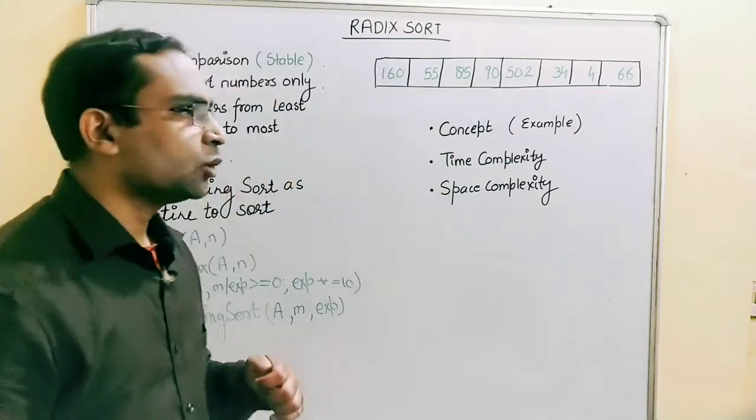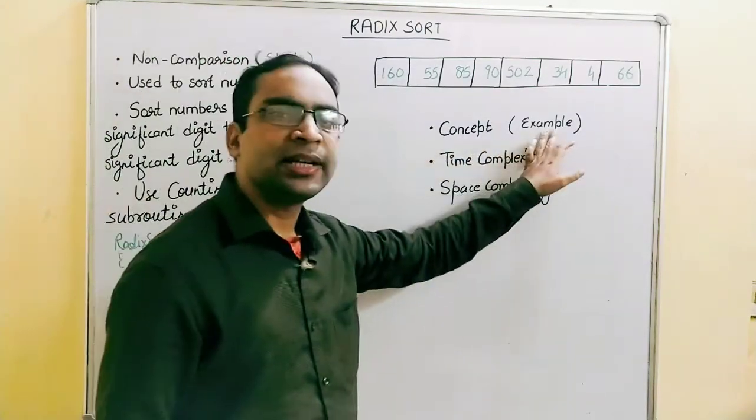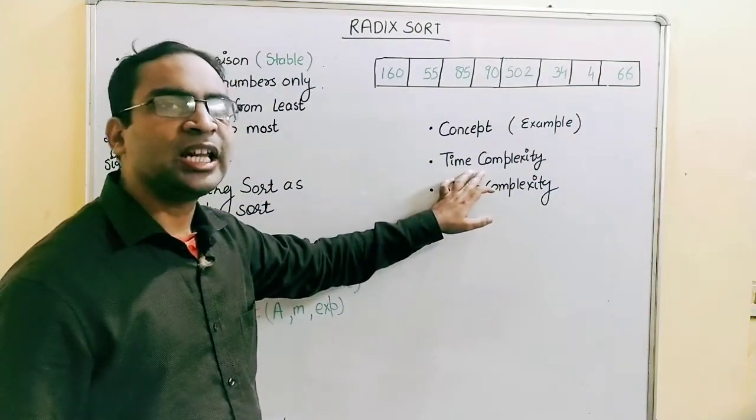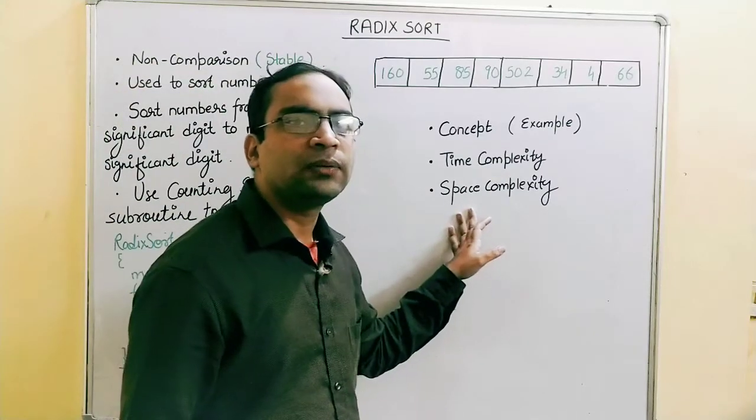So let's see what we are going to learn today. We'll learn the concept of Radix sort with one example. Then we'll see what is the time complexity of the Radix sort with the help of the algorithm. And then we'll see what is the space complexity of the algorithm.